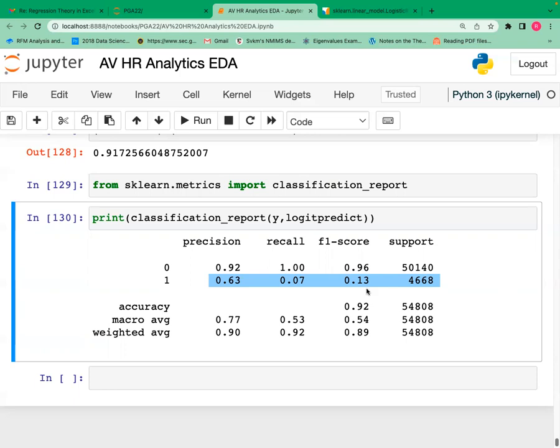So in classification, we have this problem. Like in regression, we have the problem of skewness, dependent variable being highly skewed with outliers and all, right? Here in classification problems, we have the imbalance. In regression, it is skewness and outliers. In classification, it is imbalance. Imbalance means one class has too many observations, the other class has too few observations. In this case, 0 has 50,140, 1 has only 4,668. That is why the algorithm is not able to predict the smaller class or the minority class.